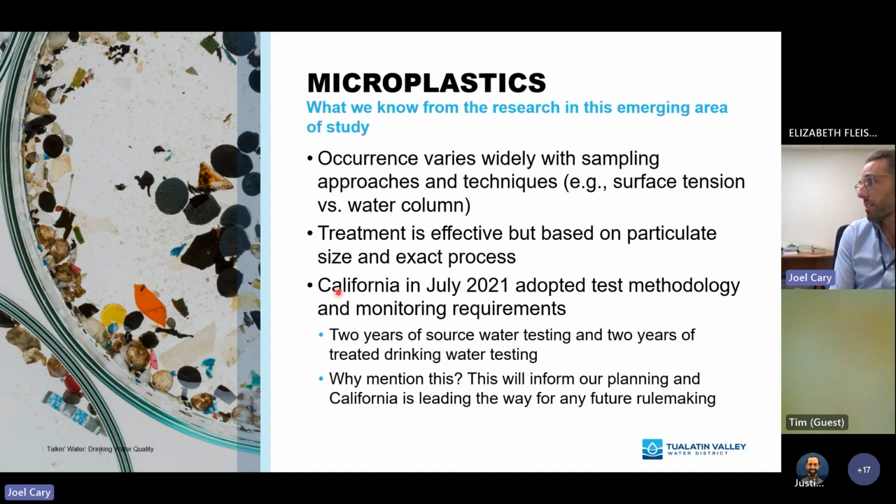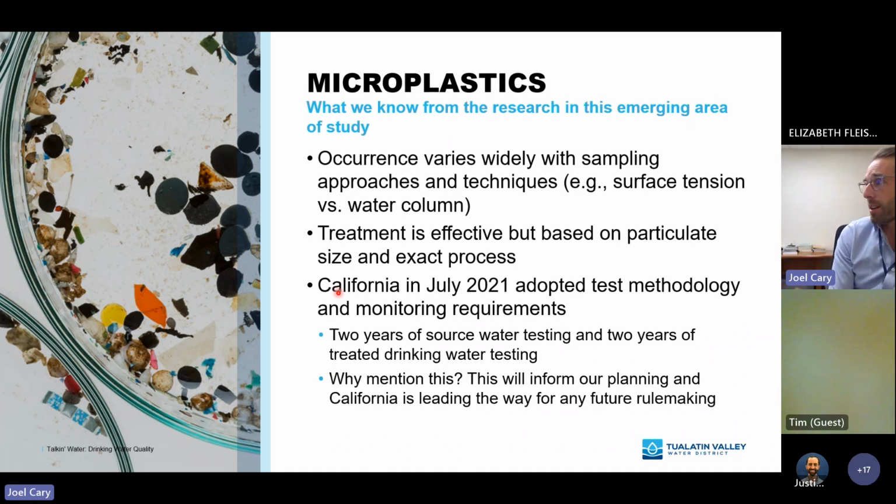We also know treatment is largely effective at removing microplastics, but that's based on particulate size and the exact process we're talking about. Just as an example, most conventional treatment has what's called sedimentation up front in a plant, where you basically create larger particles for the process to get those particles to settle out in the water column. So it's quite effective. In fact, I was just at a seminar earlier this year about that. And again, that's the good news for the industry, that a lot of our traditional treatment methods are good at removing microplastics.